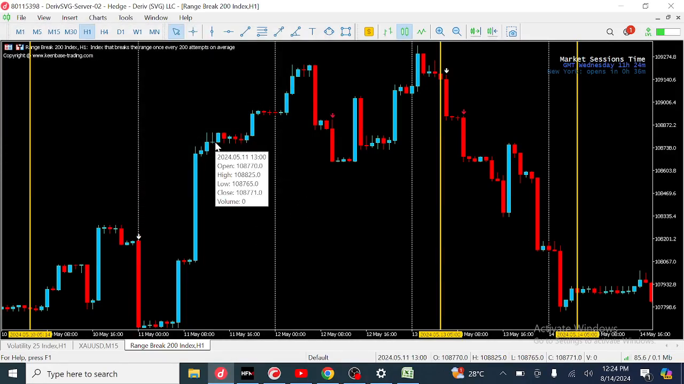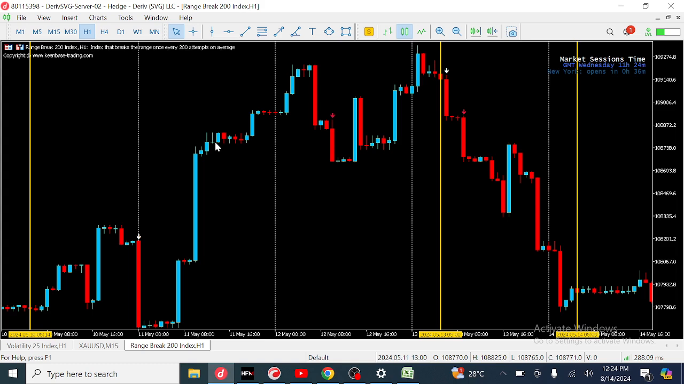So I have an indicator that you can use to trade range break, but here I'll be using Range Break 200 as an example. Very effective. At the end of the video, you'll be able to judge how accurate it is. Maybe 100% or 90%. I will let the result speak for itself instead of telling you how accurate the indicator is. So let's check it together to see how it works.